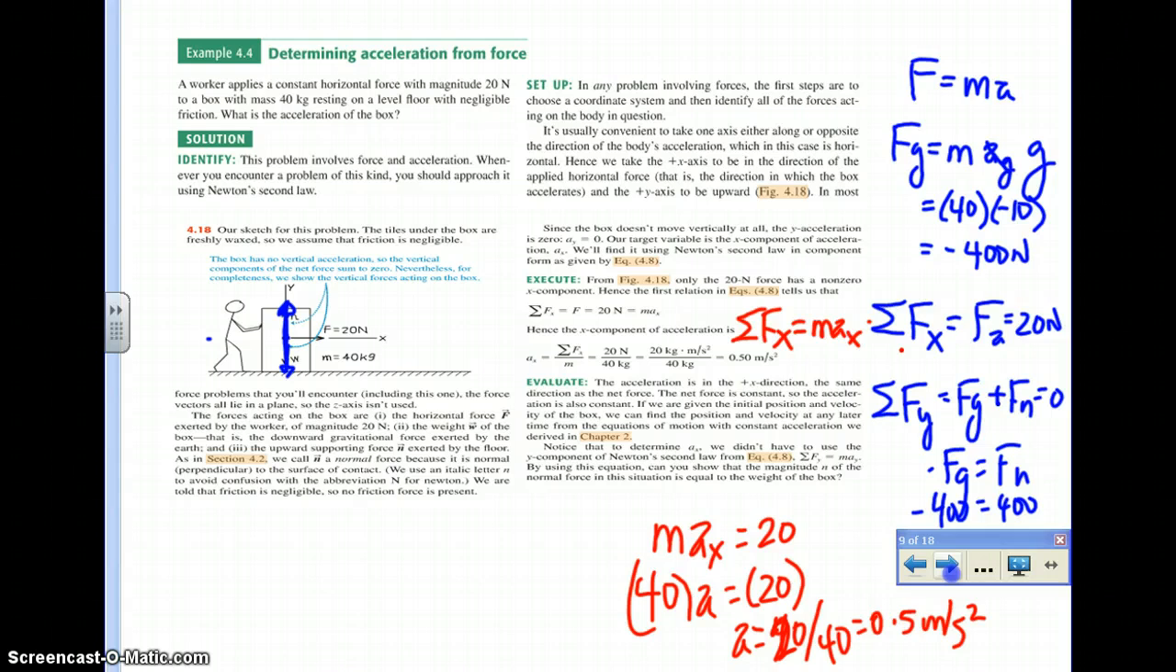Pretty simple application. The key to it is, if you know they're in equilibrium, set them equal to each other, the net force is 0. If it's not in equilibrium, set it equal to ma, and then solve for a.